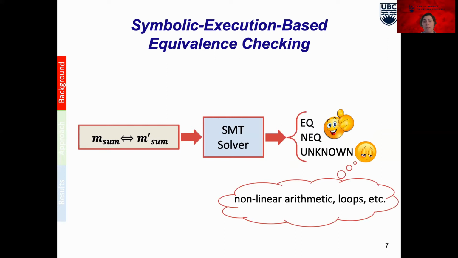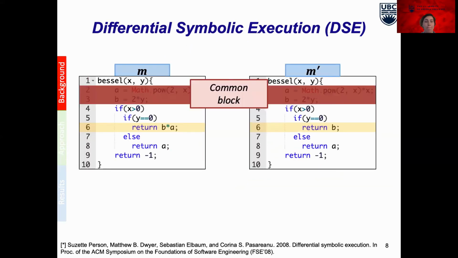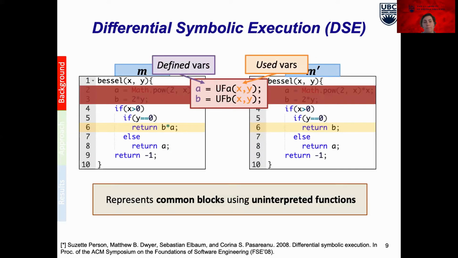But in practice, SMT solvers cannot deal with large complex expressions such as those with nonlinear arithmetic or loops, and that leads to many unknown results. One approach for reducing the number of unknown results is called differential symbolic execution, which we refer to as DSE. DSE aims to simplify the symbolic summaries by abstracting blocks of code common between two versions, which skips executing them symbolically.